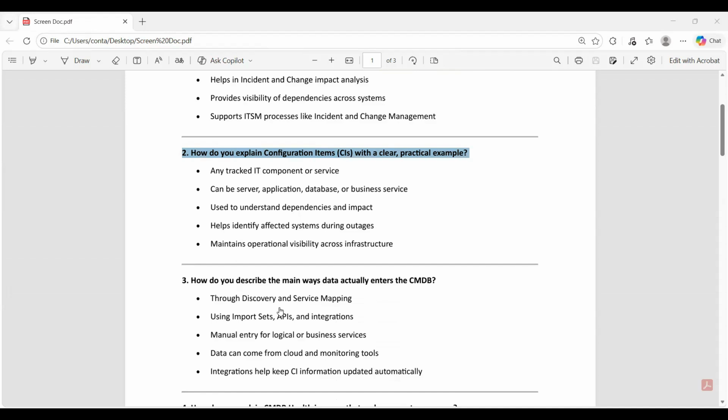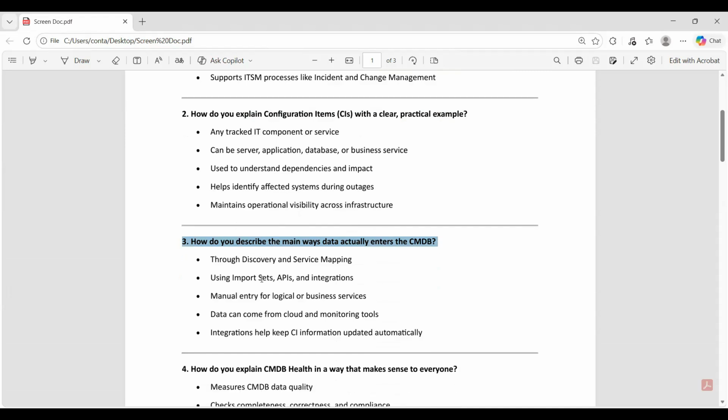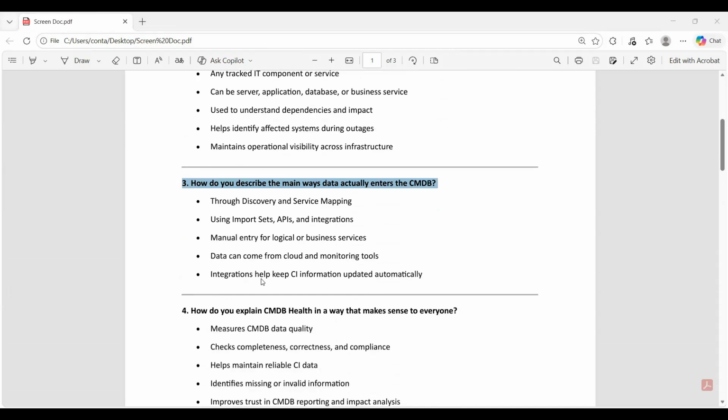Let's move to the next question. How do you describe the main ways data actually enters into CMDB? Very important, very good question. So in real projects, CMDB data comes from any number of sources. The first and foremost, most common source is Discovery and Service Mapping. These automatically discover servers, network devices, applications, and databases, and create and update the CIs on a regular basis. So that is the first.